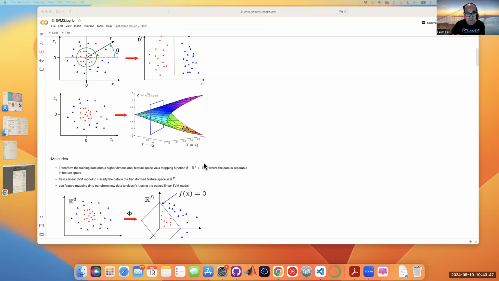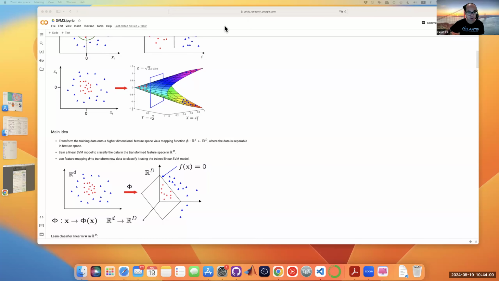But one of the issues is this D could be so large that the process of training the linear SVM could be very expensive. So that's why we are going to use the kernel trick that we did previously. So let's do some math here.